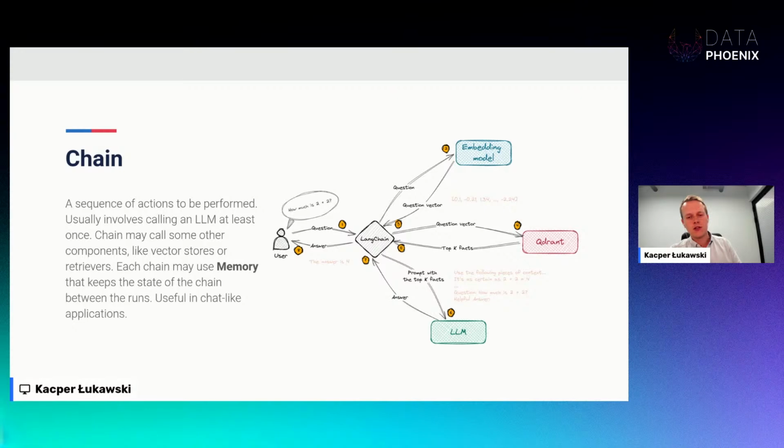There are also chains, and chains are really exciting because chains allow us to pipeline a set of actions that should be performed one after another. And this is where the name of the library comes from, because LangChain is all about building chains of actions performed to solve a particular problem. And question answering is one of the most popular problems solved with LangChain.